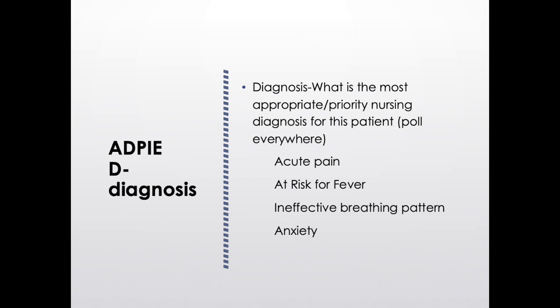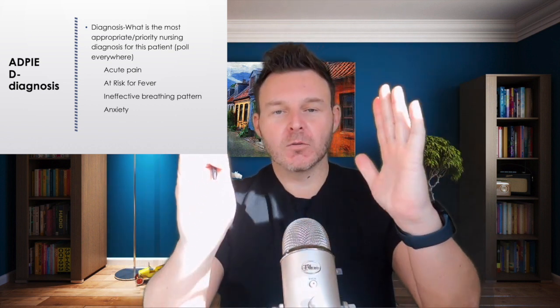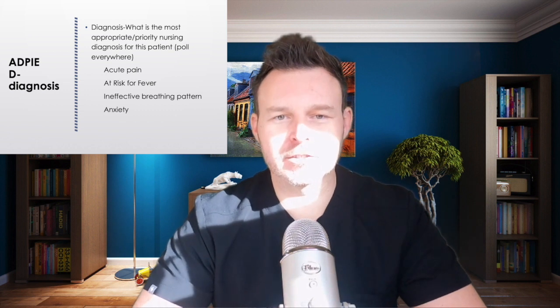Okay, so now the diagnosis, where we come up with that nursing problem as part of our ADPIE, or nursing process. We did the A, now we're on the D for diagnosis. What's the most appropriate priority nursing diagnosis or problem for this patient? Is it pain for that headache? Probably not. Is it at risk for a fever? Hopefully you didn't pick that one. Ineffective breathing pattern? Yes, that is the one you should have picked. Why? Airway, breathing, circulation. Always airway, breathing, circulation.